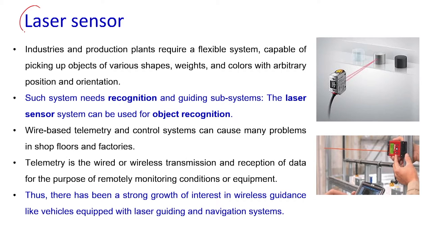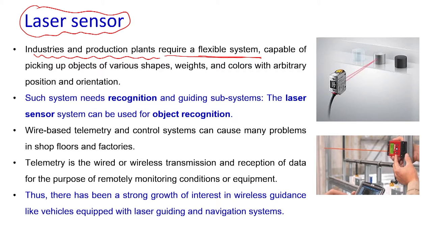The fundamental application is sensing. We can use lasers for sensing applications. The industries and production plants require flexible systems. Now the age is of batch type production. So here it's a mid variety type of production we have to produce. It's not like only one product is there and continuously we are producing at a mass scale, or only one product would be developed in the company and then we are selling it out.